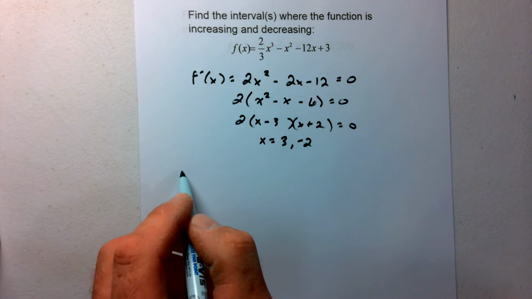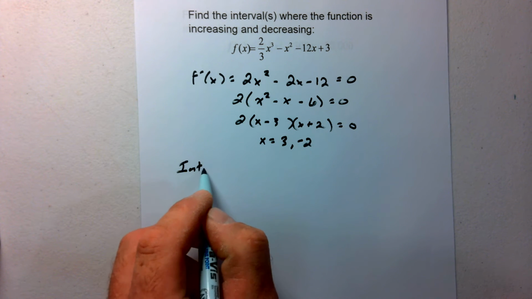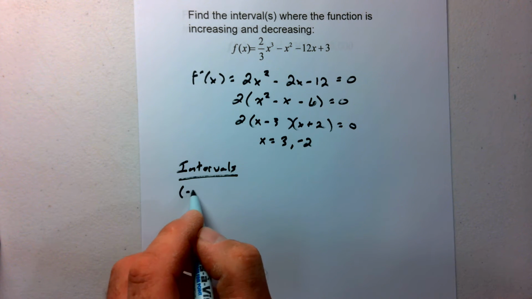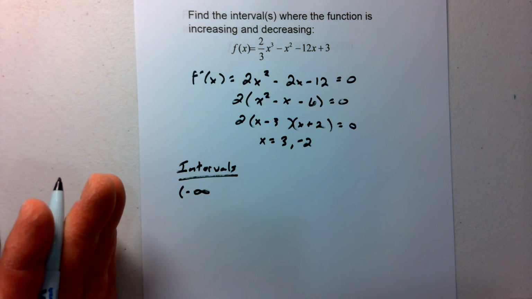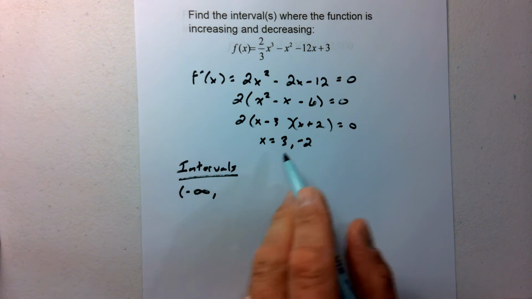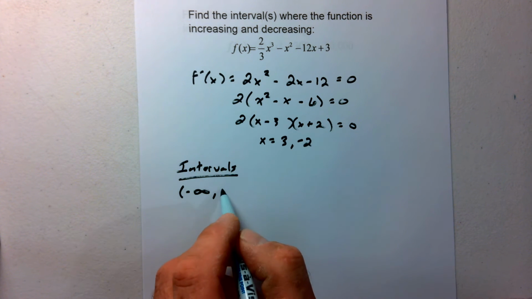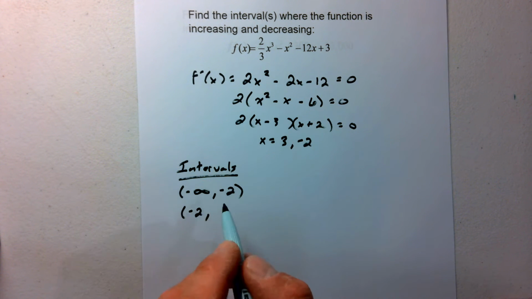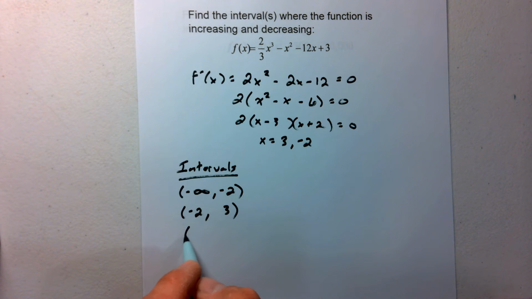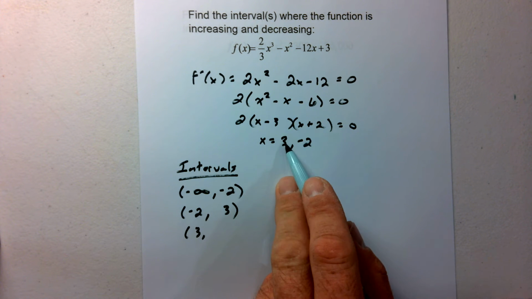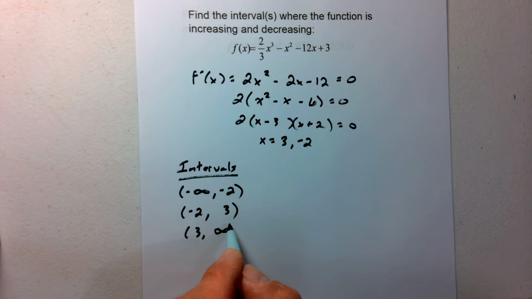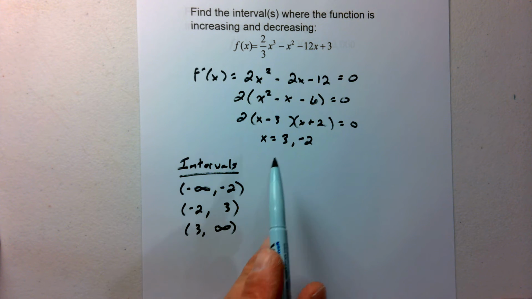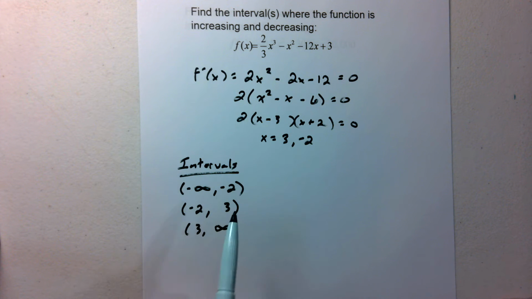So I'm going to create my interval chart. My intervals start at -infinity, which is the leftmost point on my graph, and I come up to my first critical value, which is -2. I pick up at -2 and go to my next critical value, which is 3. I continue to do this with all my critical values until I end at infinity. So I go from -infinity to infinity, stopping at any of my critical points.